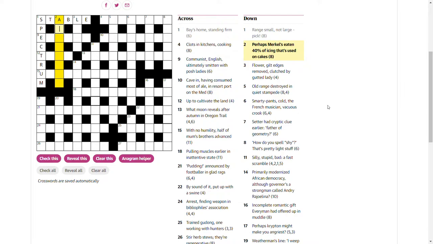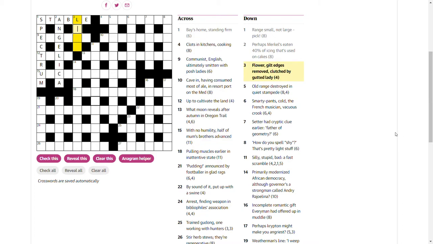Perhaps Merkel's eaten 40% of icing that's used on cakes. Angelica? No. Well, it must be Angela, mustn't it? Yeah, there's a thing they put on cake decorations called Angelica. It's got to be then. And I see inside Angela being 40% of the word icing. Ah, okay, great.